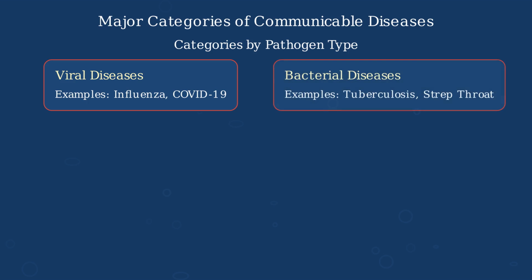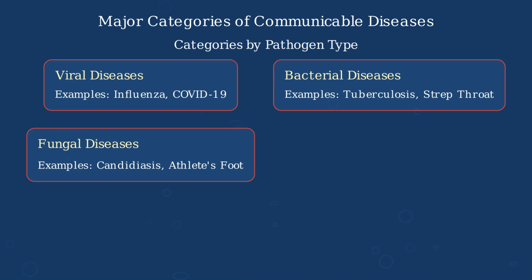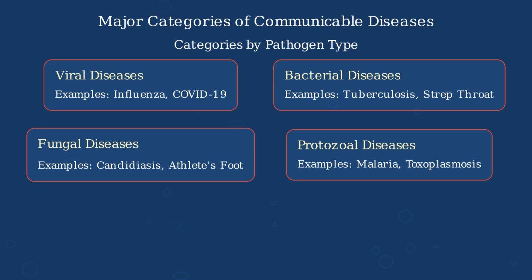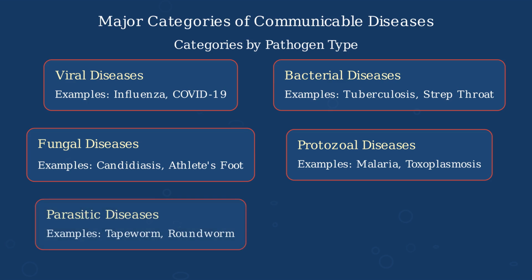Bacterial diseases are caused by bacteria, single-celled microorganisms. Examples include tuberculosis and strep throat. Fungal diseases are caused by fungi, including yeasts and molds. Examples include candidiasis and athlete's foot. Protozoal diseases are caused by single-celled protozoans. Malaria and toxoplasmosis are common examples. Parasitic diseases are caused by larger parasitic organisms. Examples include infections from tapeworms and roundworms.